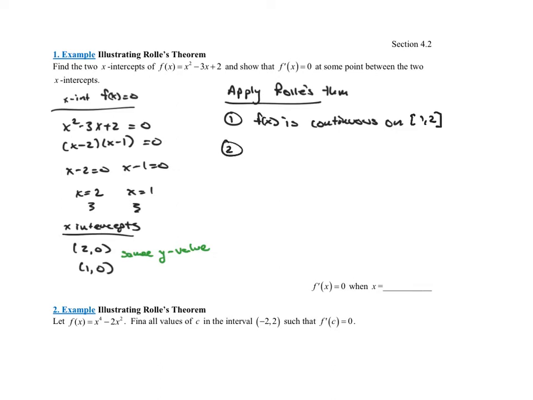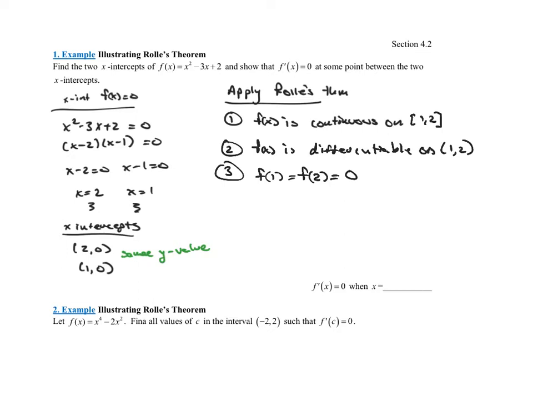The second thing we need to do is state that it's differentiable, and we need to do this. f of x is differentiable on the open interval, 1 to 2. So state that it's continuous on the closed, it's differentiable on the open interval. You must state this. The third thing you need to do is say f of 1 equals f of 2, which are both equal to 0. So we've shown that it's continuous on the closed interval, it's differentiable on the open interval, and the y values of the endpoints are the same.